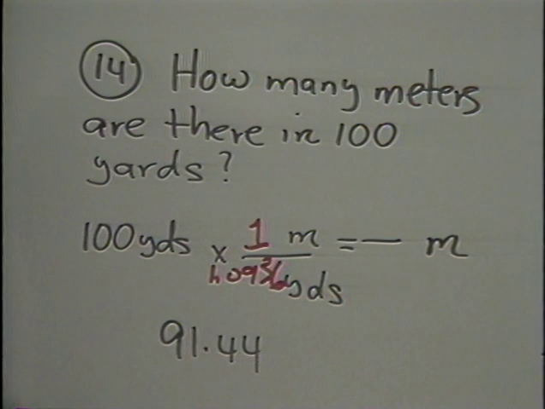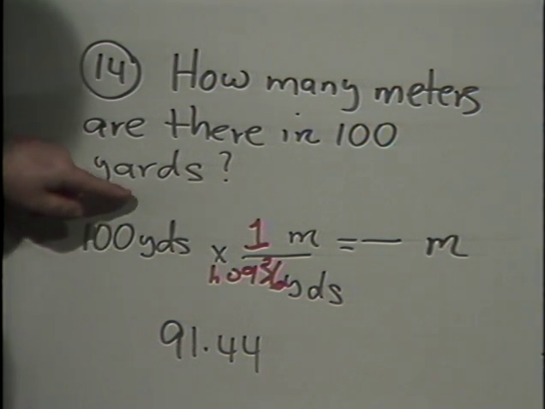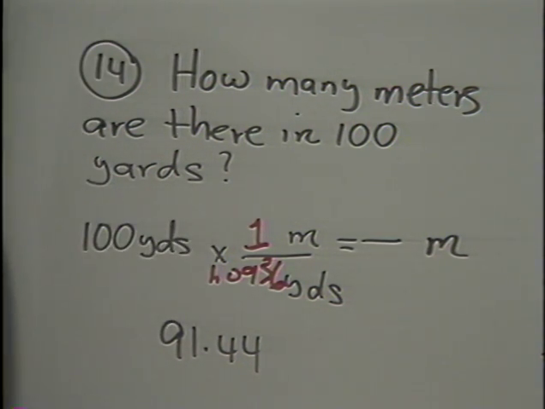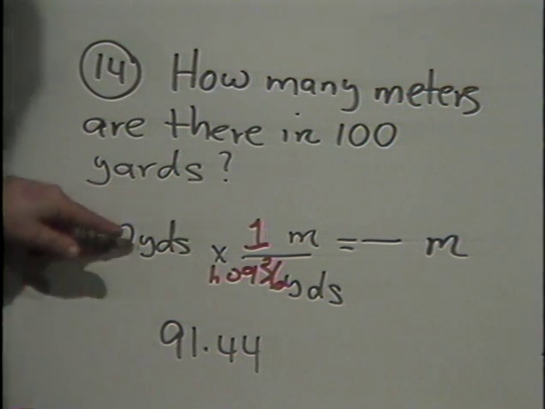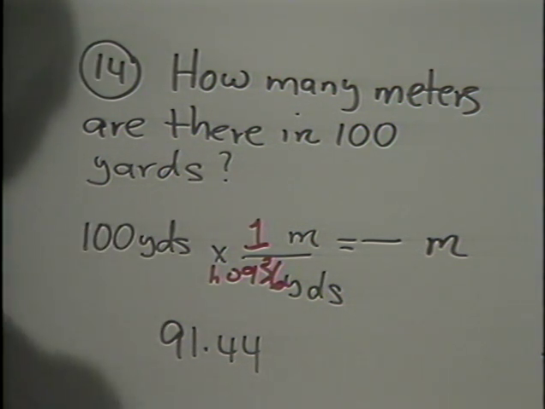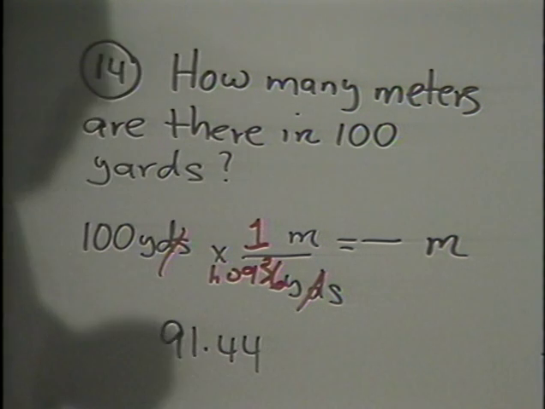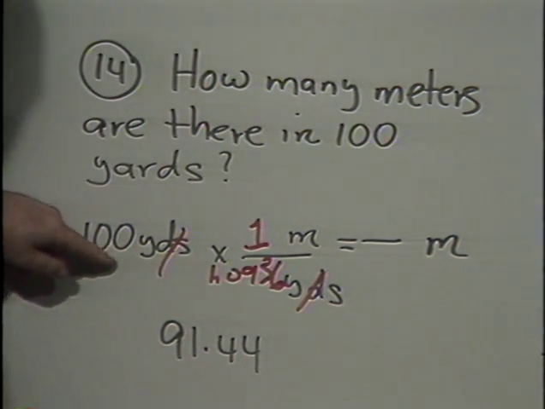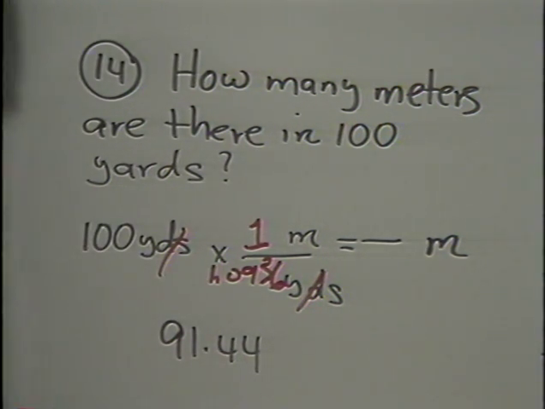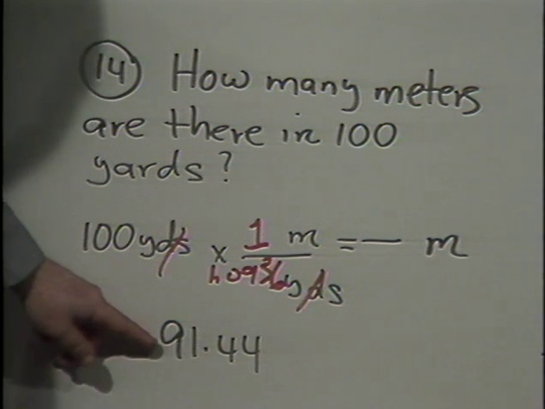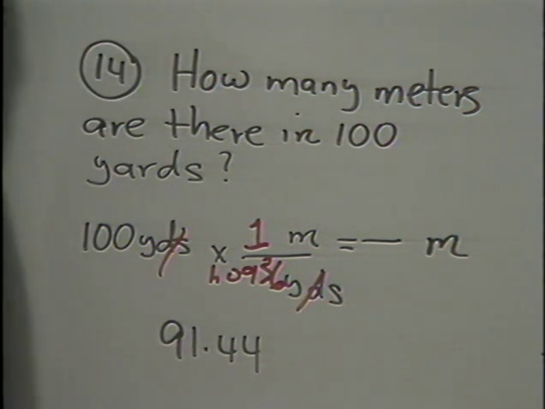And even if I don't understand what I'm doing, it's what? 100 in the numerator, 1.0936 in the denominator. See, the labels check out. So I just do the required division. 100 divided by 1.0936 tells me there are 91.44 meters per 100 yards.